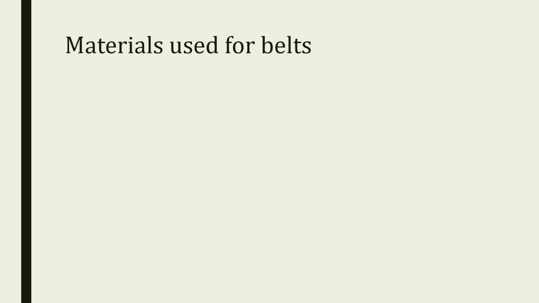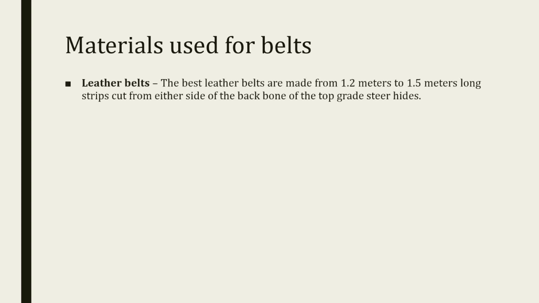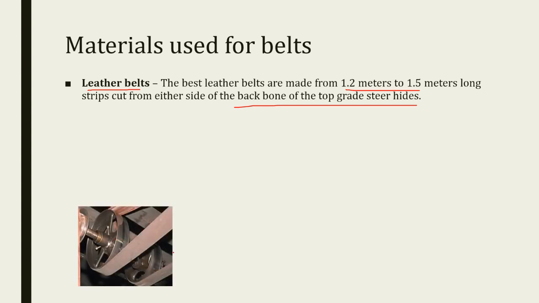Different types of materials are used for belts. Let us see one by one what materials are used for belts. The most commonly used material for belts is leather, and they are made from 1.2 to 1.5 meter long strips which are cut from either side of the backbone of the top grade steer hides. So leather belts are the most widely used belts for all applications. So this is how a belt drive looks. It is just wound on the pulley, wherever the power has to be transmitted between the two shafts which are 8 meters apart.